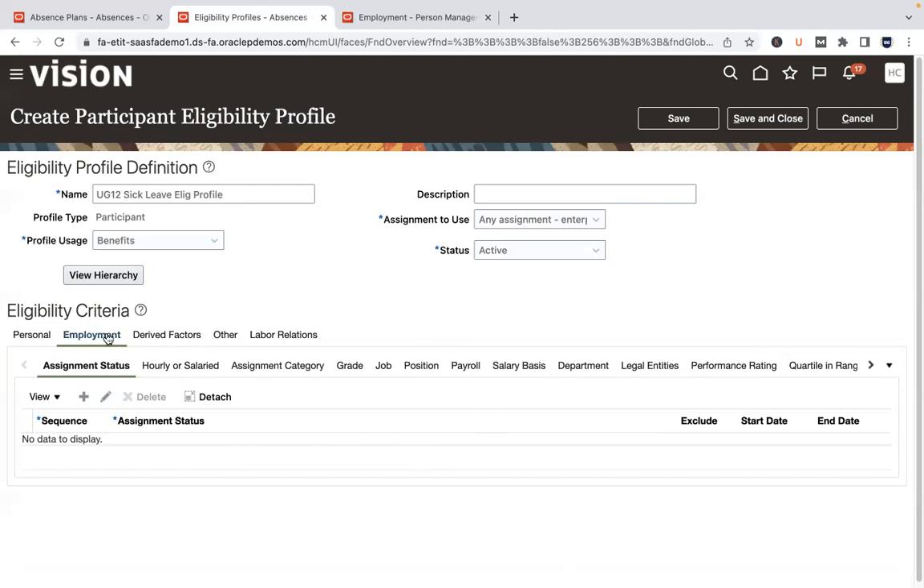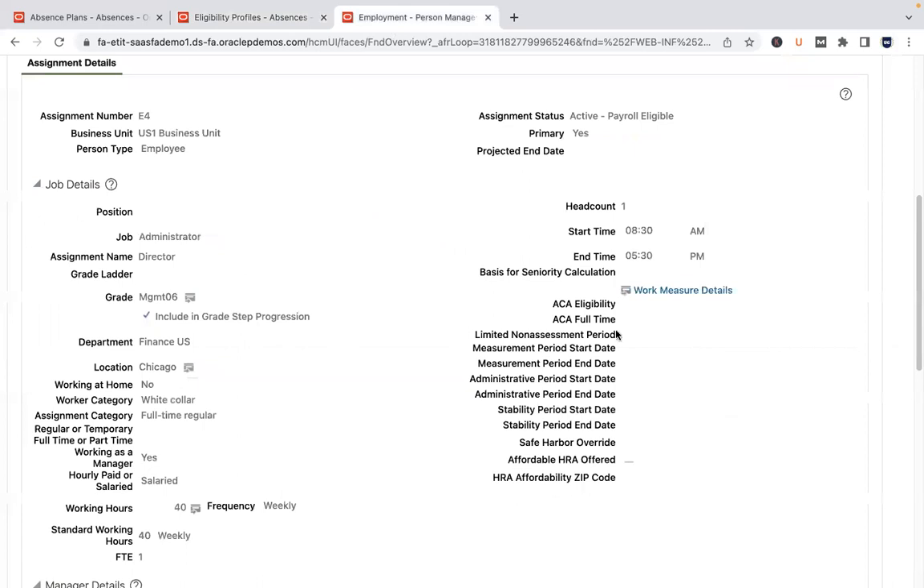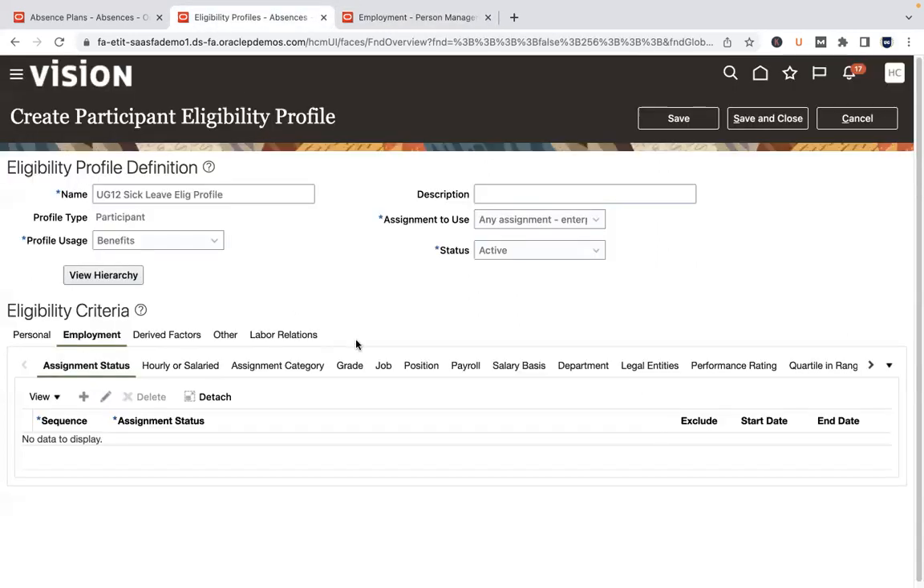So you go to employment, and in the employment, you have assignment status and assignment category, grade, job, position. So you can put in eligibility based on any of the attributes that you typically see on an assignment. If you want to say that only administrators are eligible for a particular leave plan, you can go ahead and set up an eligibility profile, go to job and say administrator.